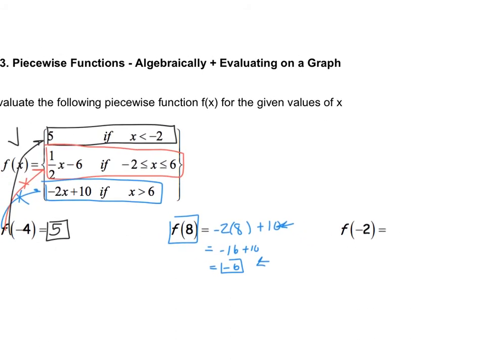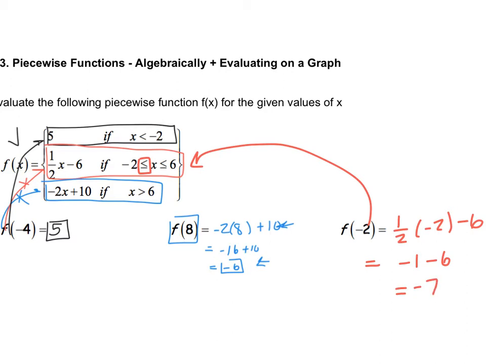Now let's go on to our final example where we want to plug in -2. So if you look, when I plug in -2, I want it to be equal to -2. So the only situation that occurs is in my red piece because it's included in my domain. -2 is not smaller than -2, but -2 is -2. So everywhere I see an x, I substitute -2. So I have 1/2 times -2 minus 6. 1/2 times -2 is -1 minus 6, which is -7.